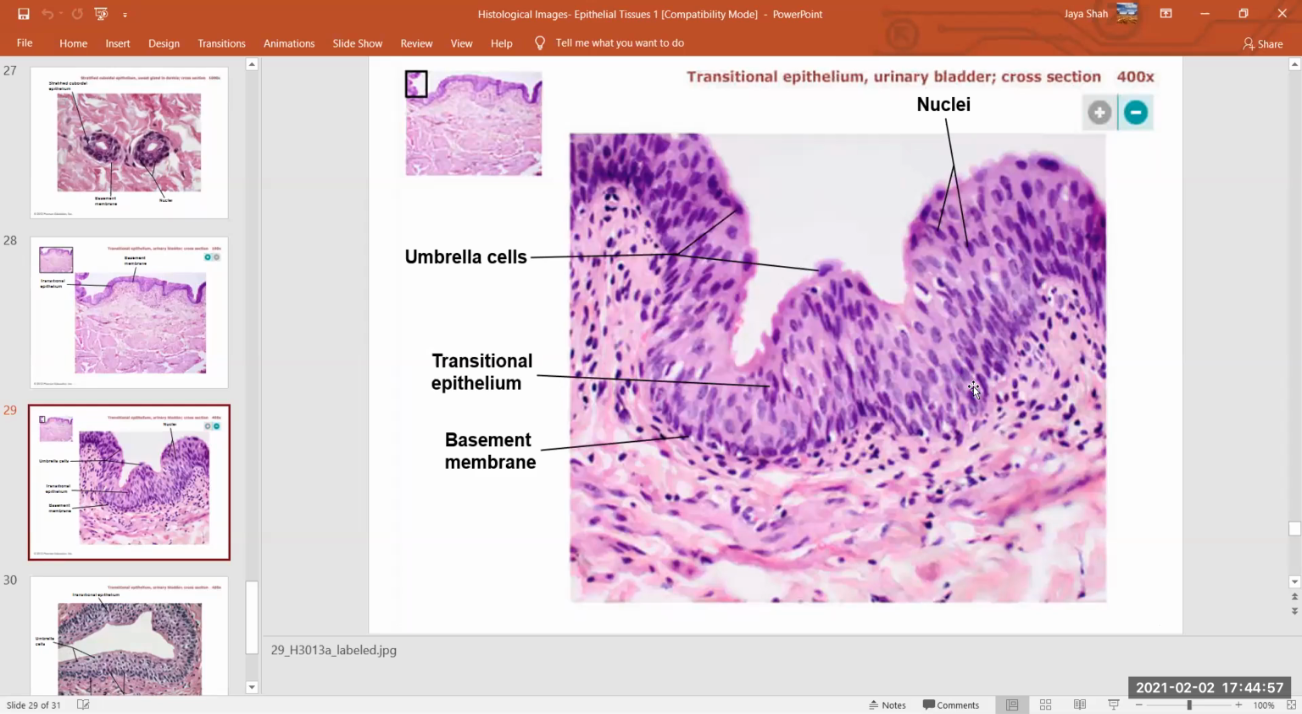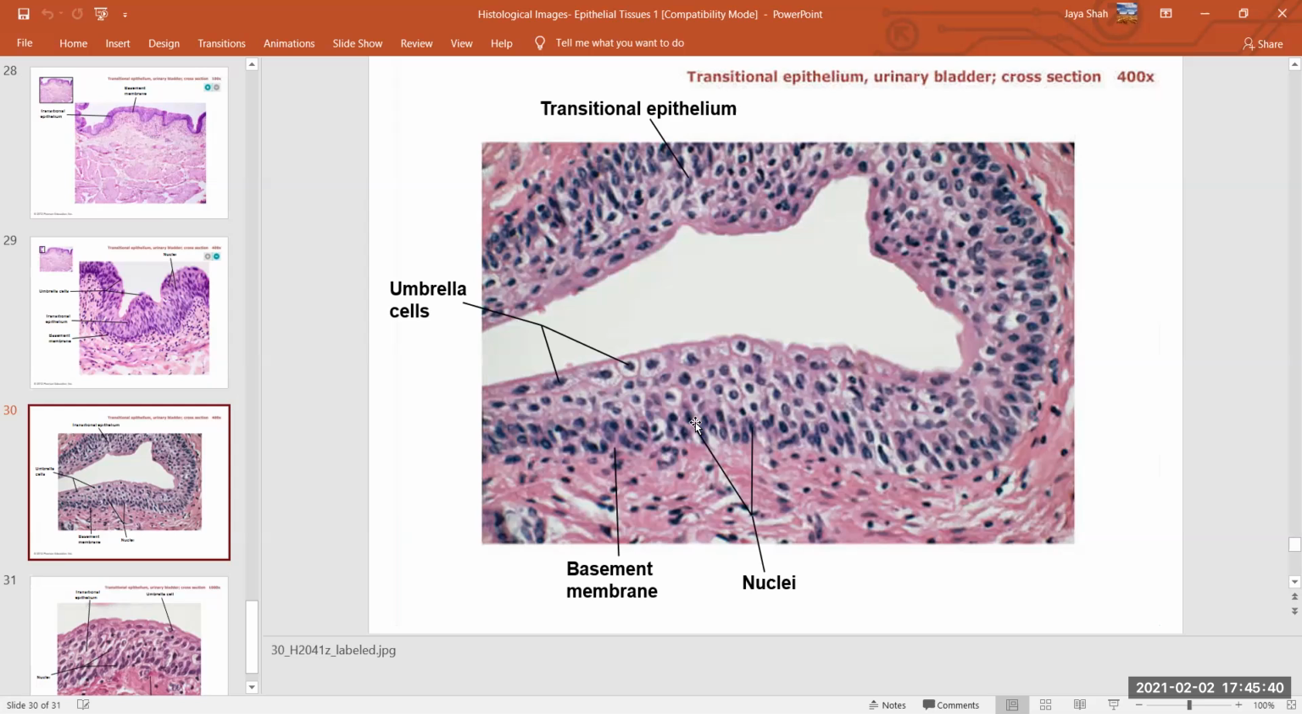You can see here, on the bottom, cells are like columns, there is the basement membrane, some column-like cells, some round cells. But if you go on the top, it looks like umbrella cells, some round cells, some flat cells, and that's why they transition. So we call them transitional epithelium. This kind of epithelium is found only in 3 locations: one, in your urinary bladder wall, another, the upper part of your urethra, and another, the lower part of your ureter.